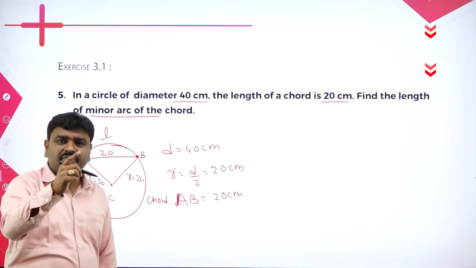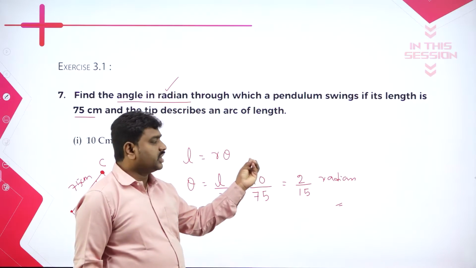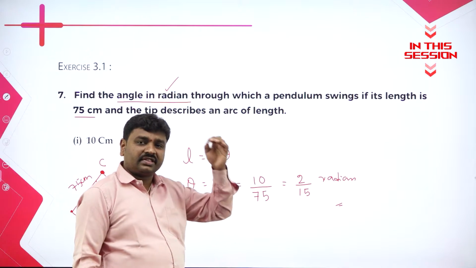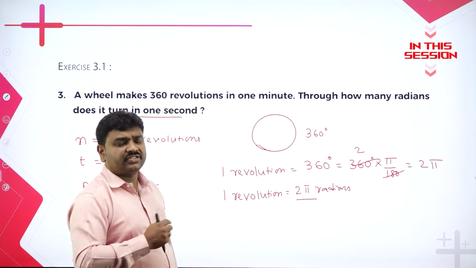The triangle is equilateral triangle. If all sides are equal, we call it as what? Equilateral triangle. They want in radians. So whatever L by R, when you divide length of the arc by radius of the arc, one revolution is 360 degrees. 360 degrees in radians is 2 pi radians.